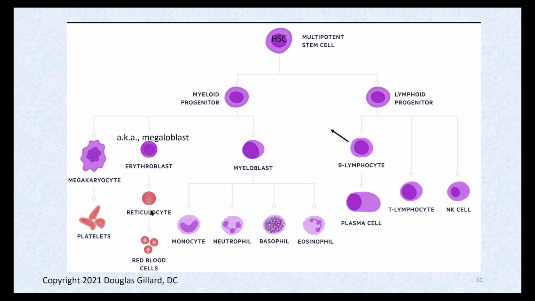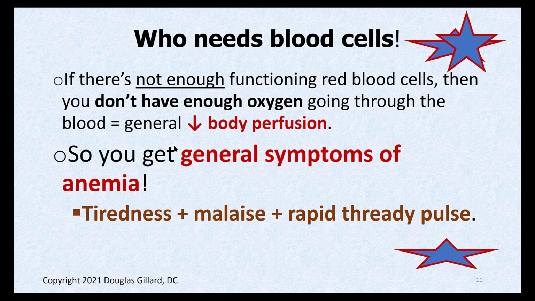So if you don't have B12, you can't run this pathway very well, and instead of getting mature red blood cells, you get these things called megaloblasts, and they're really weird looking. We'll see some real pictures here in a second.